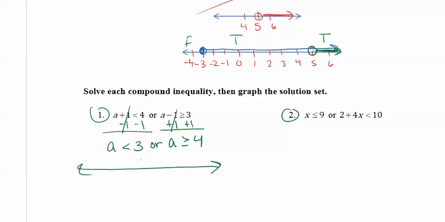So in this case, I have maybe 0, 1, 2, 3, 4, 5. The first one I'm going to graph in red: a is less than 3. 3 is not included, and my solution set points to the left. And then for the next one, I can do that one in blue, and that one is greater than or equal to 4. 4 is included, and my solution set points to the right.